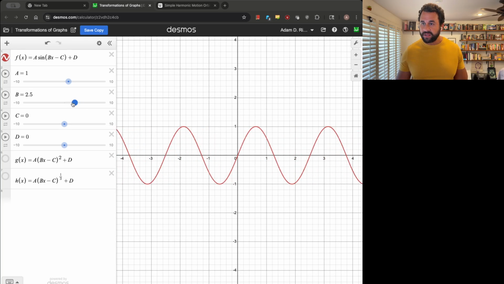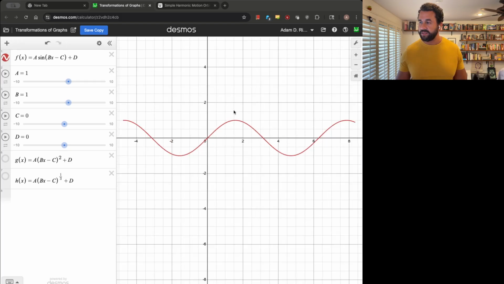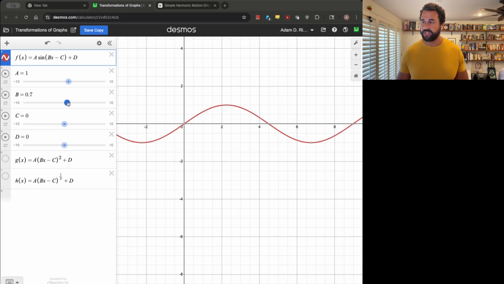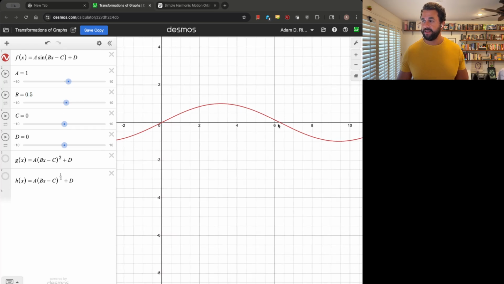If it's between 0 and 1, right? Here's omega equals 1. This is the standard sine curve. You can see here's 2 pi, pi, 0. This is pi over 2, 3 pi over 2. But now if I make omega smaller than 1, things get stretched out, right? So notice here, if omega is 0.5, check this out.